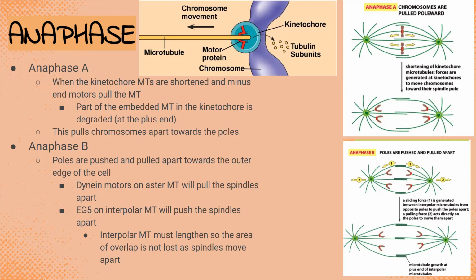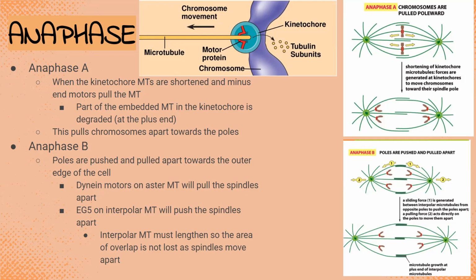So anaphase A, we're going to have shortening of our kinetochore microtubules. They basically just get chewed at the plus end. And as they get chewed, the kinetochore attachment moves closer and closer and closer to the spindle pole. And anaphase B, I think that's most of what you need to know for anaphase A.